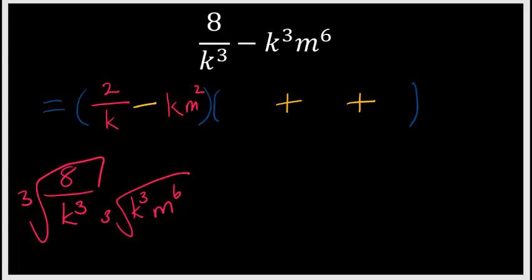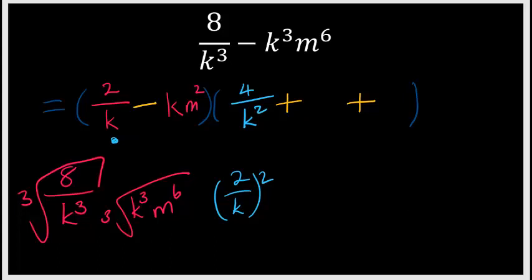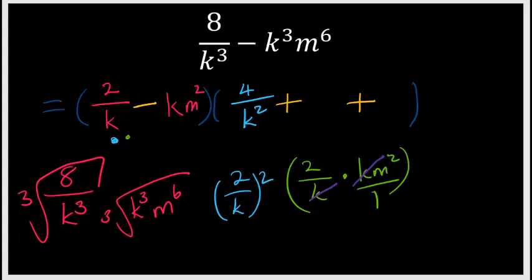Now for the second bracket, I'm going to say 2 over k squared. So 2 squared is 4, and k squared is k squared. Next up, we are going to do 2 over k multiplied by km squared. Now remember, this is over 1. So I know that when I'm working like this, I can cancel out. If I have a numerator and a denominator that are the same, they will then make 1. So the k's disappear, and what I have left in my numerator is going to be 2.